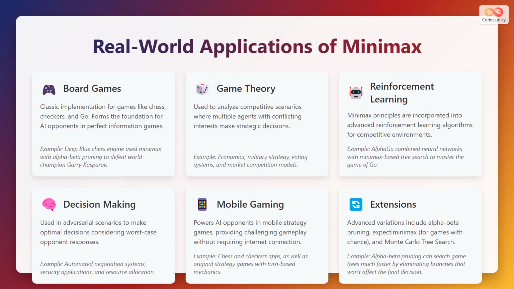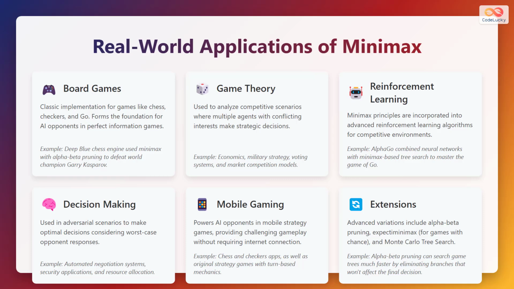Minimax algorithm has numerous real-world applications. It is implemented in board games such as chess, checkers, and Go. It forms the foundation for artificial intelligence opponents in perfect information games. For example, the Deep Blue chess engine used Minimax with alpha-beta pruning to defeat world champion Garry Kasparov.